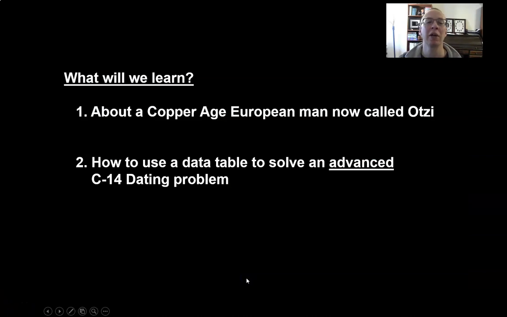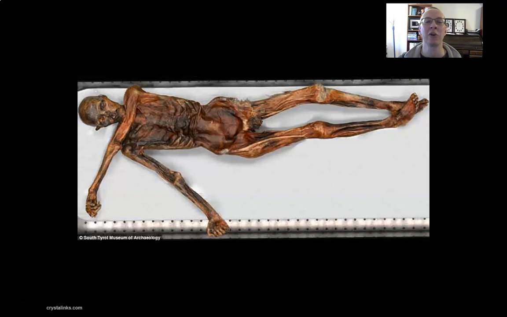We're going to be looking at, first of all, who is this Copper Age gentleman who is now called Otzi, or sometimes called the Iceman, and then we're going to use a data table to solve one of the advanced chemistry carbon-14 dating problems. So this is his body as it was finally excavated. It is now in a very special freezer designed just for it because this is a body we want to keep in good shape because it's a really rare insight into what Europe was like in a very much older time. One of the interesting things about his body was that it was so intact and there were still a lot of the food contents in his stomach, so they could tell what his diet was.